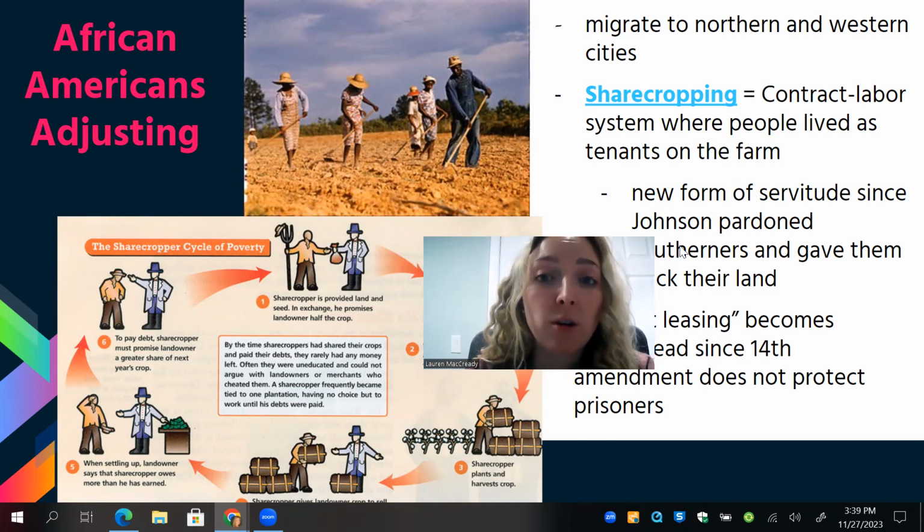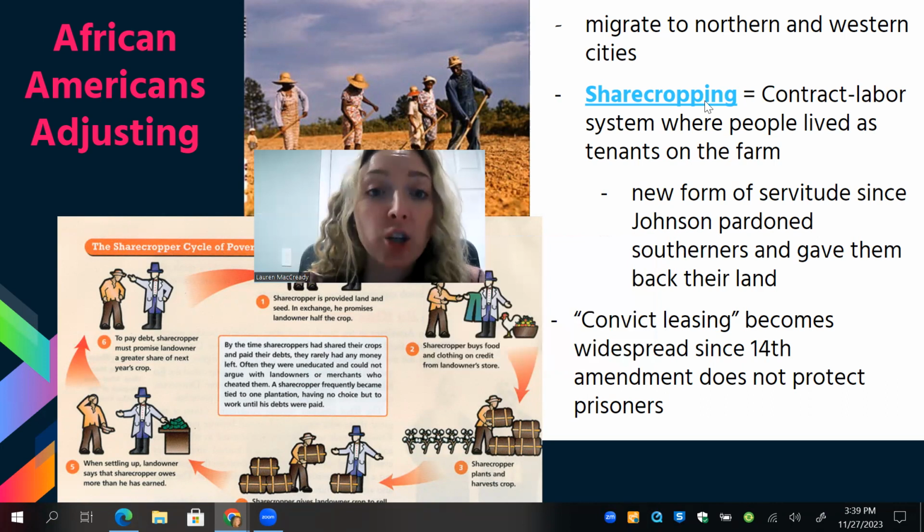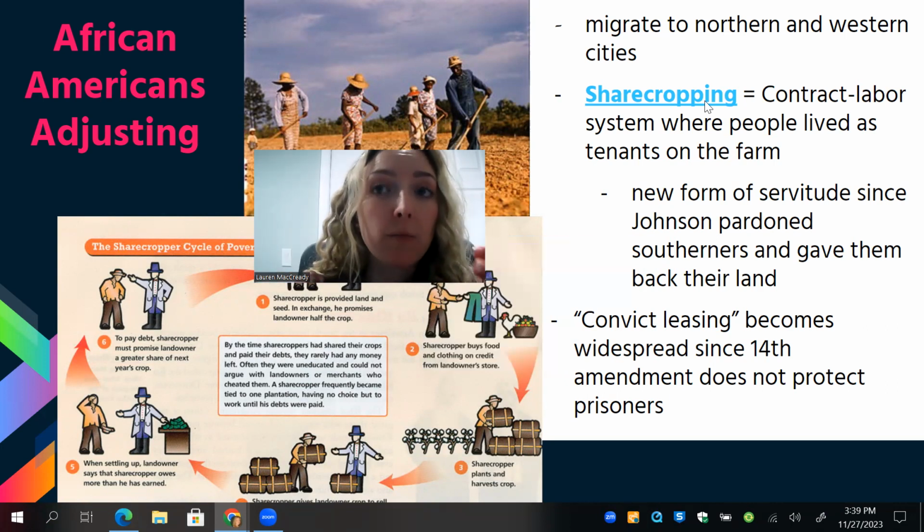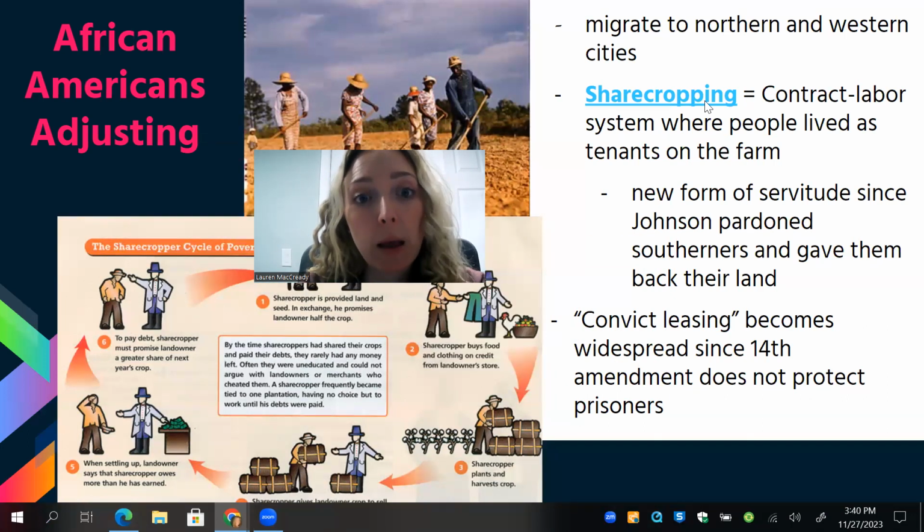And one of the last major vocab terms for this unit is sharecropping. Sharecropping is this new contract labor system. It's essentially slavery 2.0. So imagine you're a freed slave after the Civil War. Well, you need a job now. Where are all the job opportunities after the Civil War in the South? Back on the plantations where all of the slaves were just emancipated.